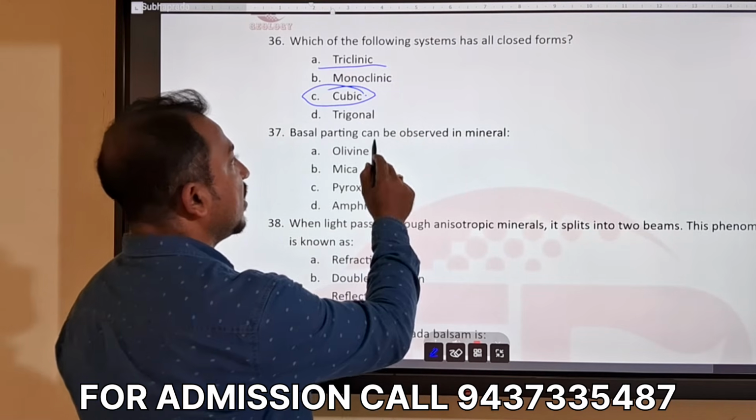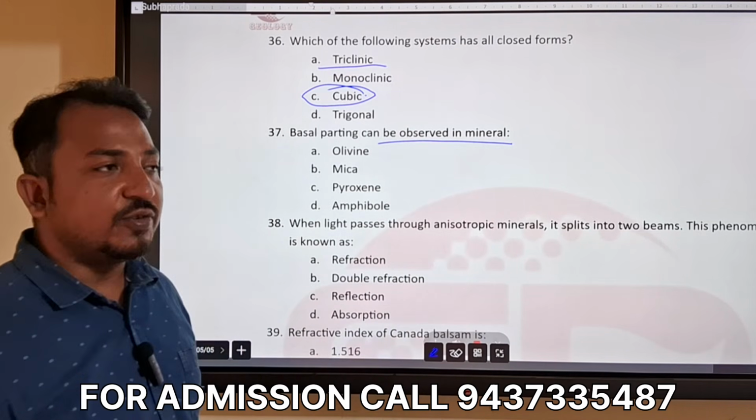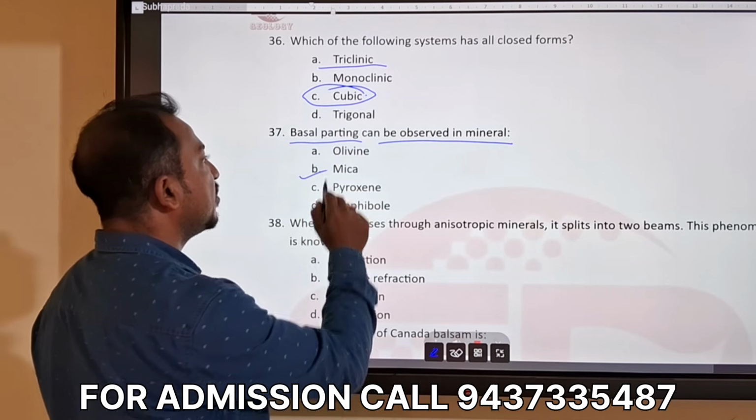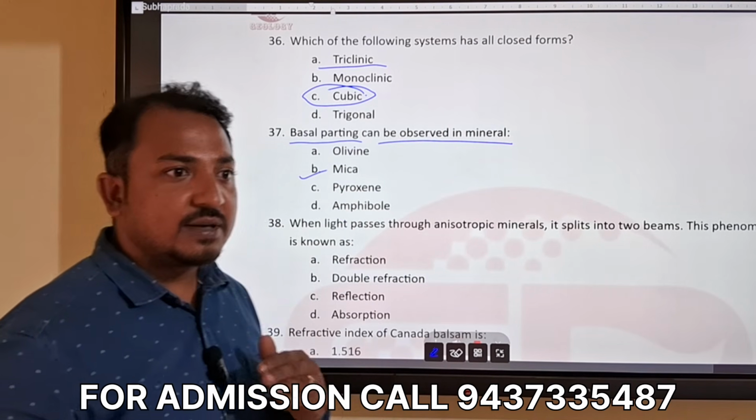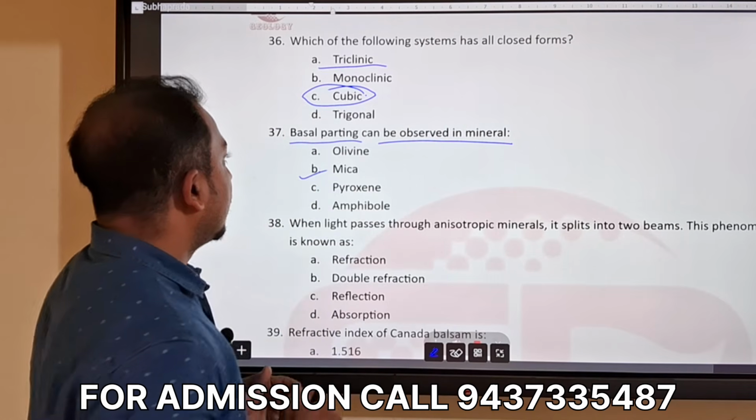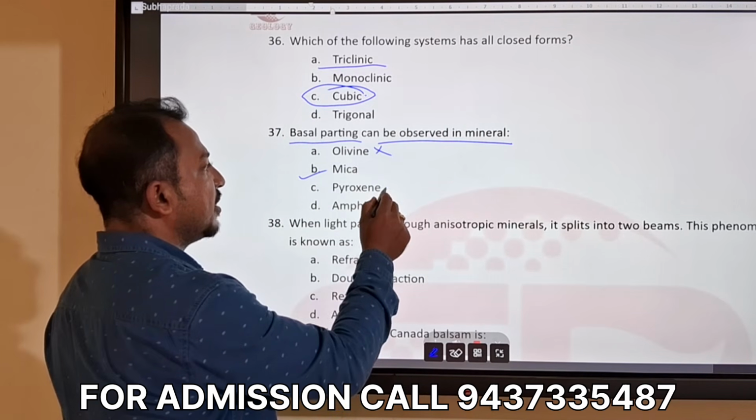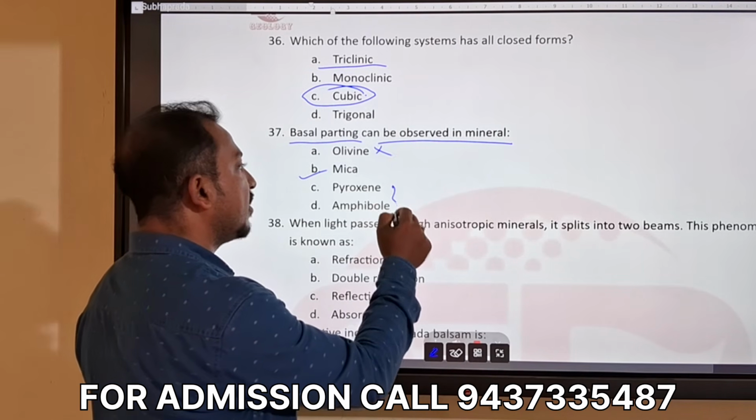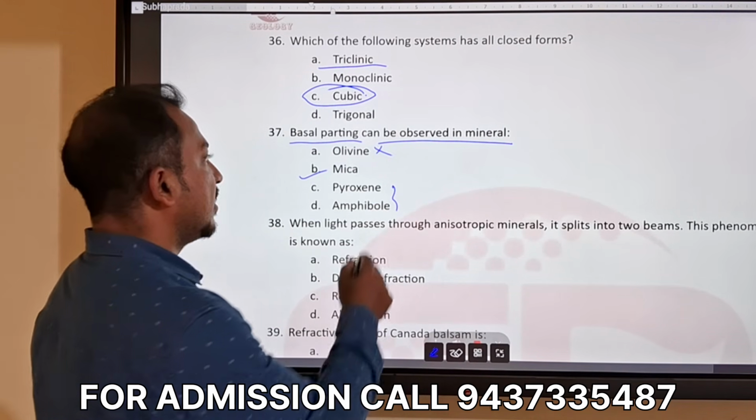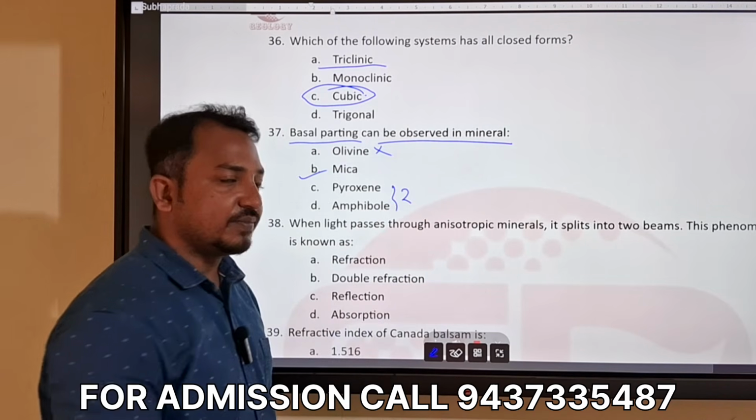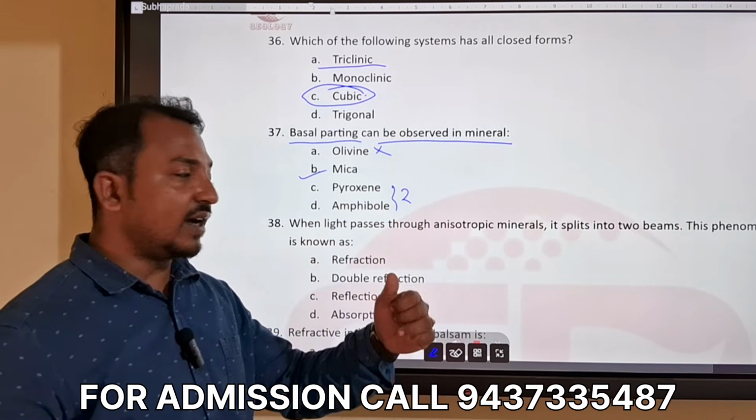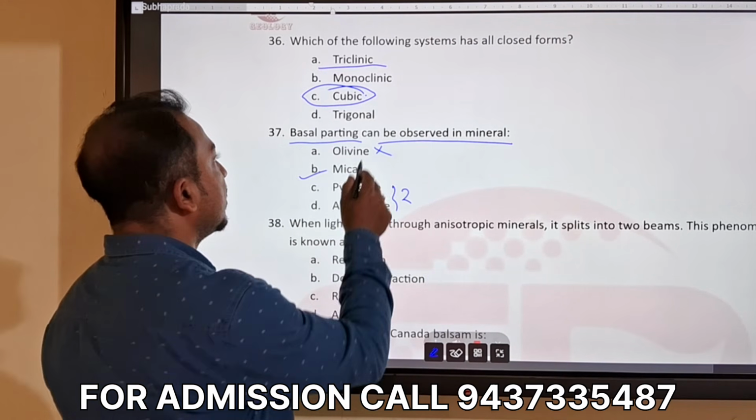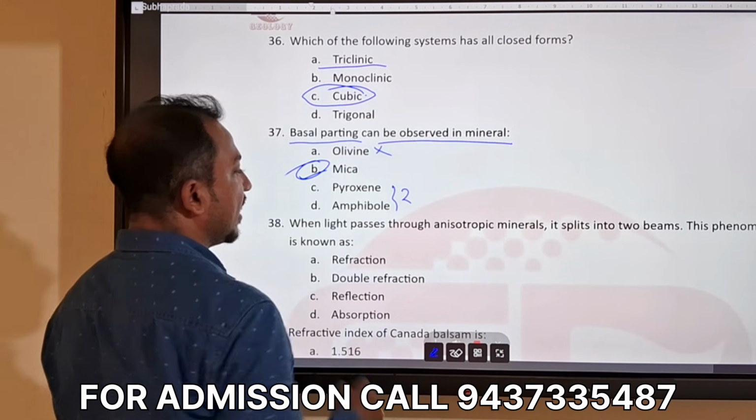Basal parting can be observed. Parting means it is a cleavage or weak plane. Basal cleavage is the characteristic of the mica group. It has one set of basal cleavage. Olivine doesn't have any cleavage. Pyroxene has prismatic cleavage, two sets, and amphibole also has prismatic cleavage, both containing two sets of cleavage. Pyroxene has 87 and 93 degrees, amphibole has 56 and 124 degrees, called prismatic cleavage. So basal cleavage is characteristic of mica.